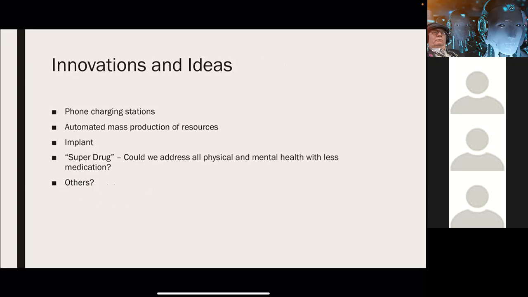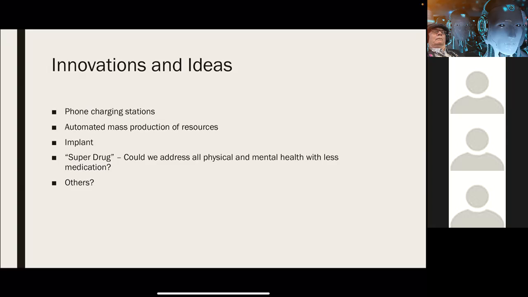So we're approaching the end of the presentation, and I just wanted to talk about innovations and ideas of addressing substance abuse with the development of technology. One of the common ways that people access resources is through digital technology. Within the homeless community, phones, computers, and any type of digital technologies are used as a form of currency.